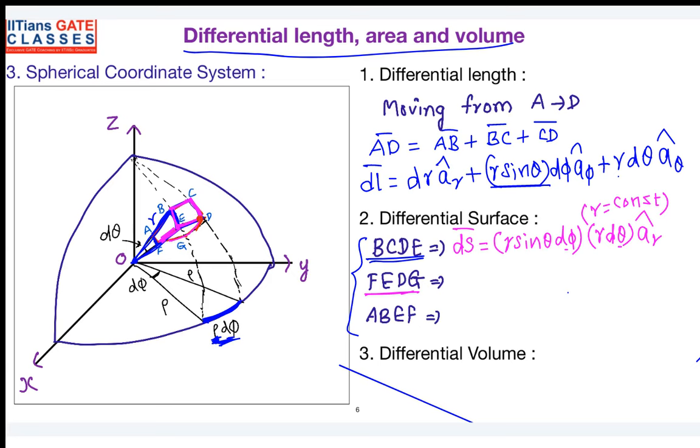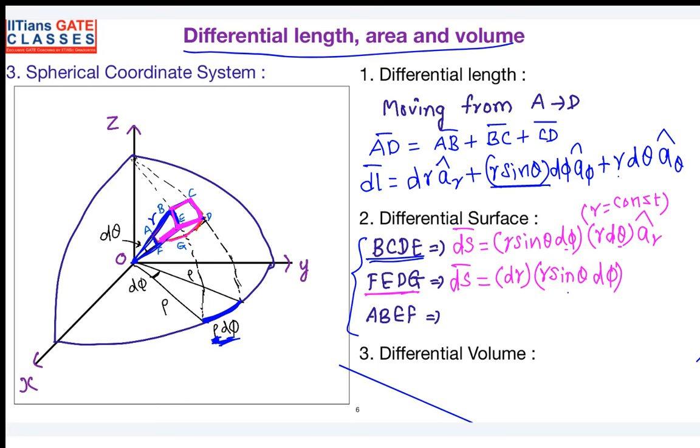And moving from E to D, there is a change in phi, so the change in phi will be rho into d phi, which is the same as R sin theta d phi. Since R is varying and phi is varying, which is constant here now? Theta is constant, so that will be a theta cap, where theta is a constant parameter. So the second one represents theta equal to constant.